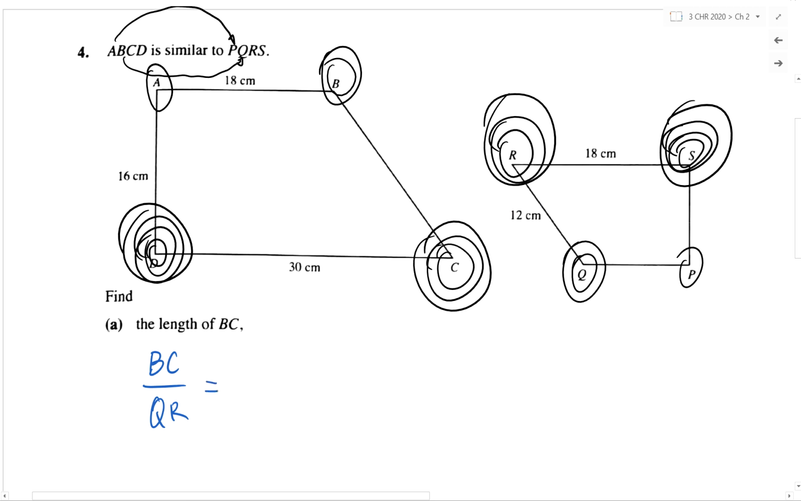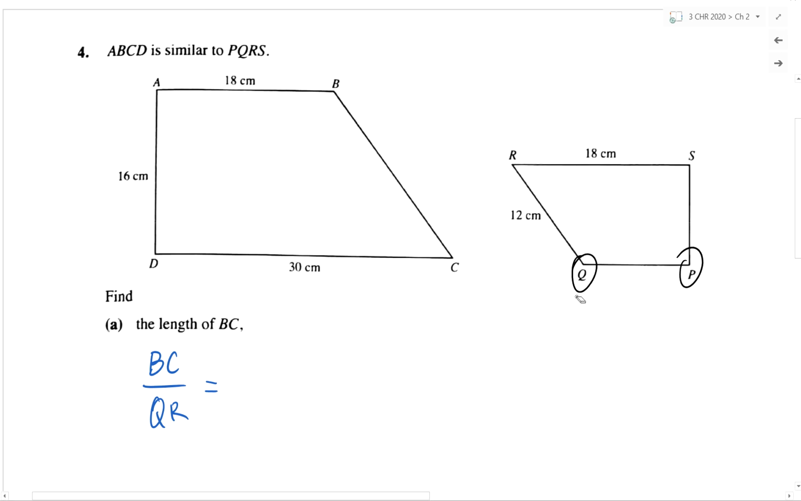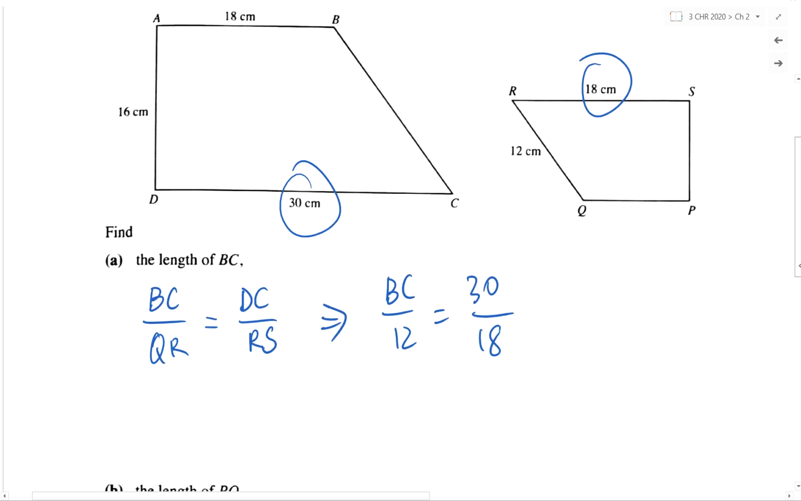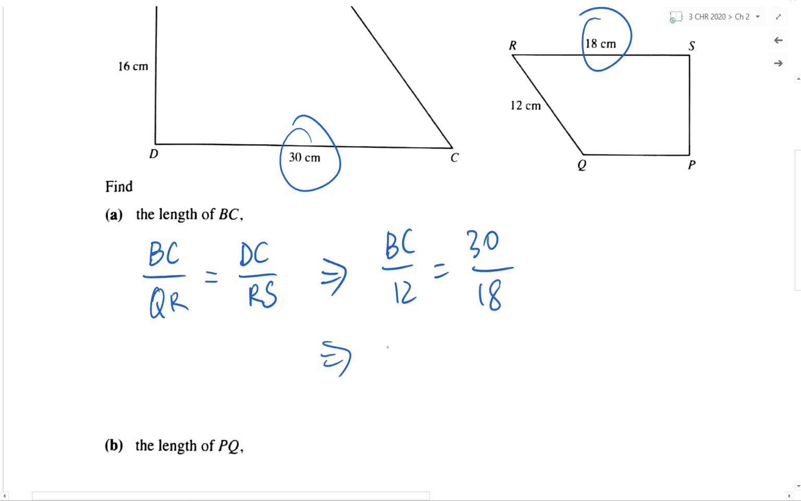Now, I need another ratio. What do we have? You must choose something that we have the values. DC and RS. Yeah, you're right. DC over RS. So, unknown BC, QR is 12. DC is 30. RS is 18. Next step. BC is 30 over 18 times 12. Answer, calculator. 20 cm.